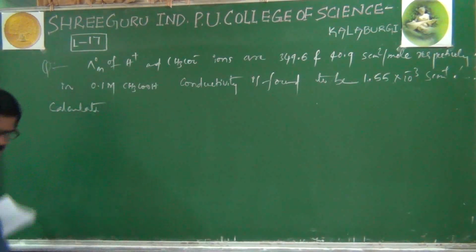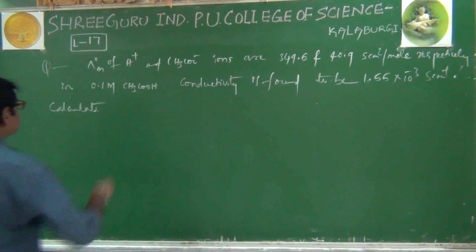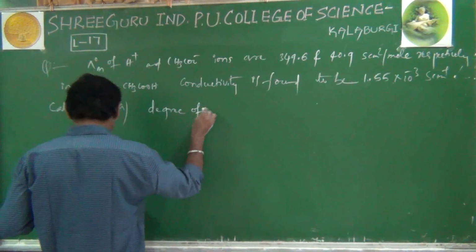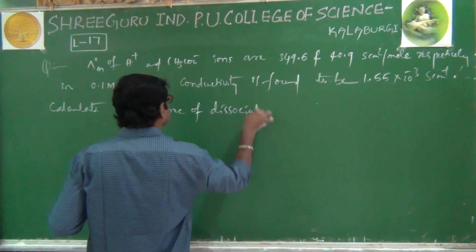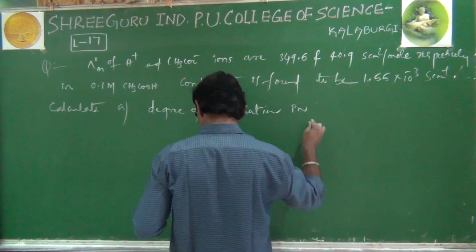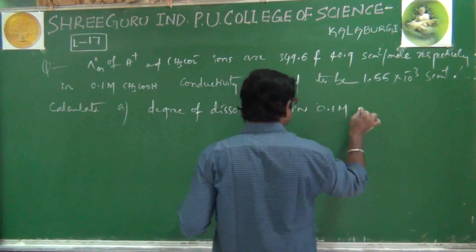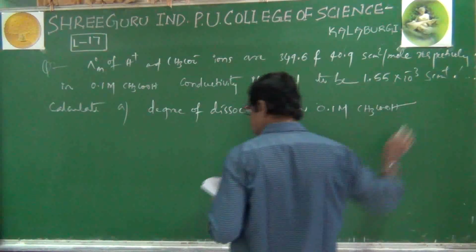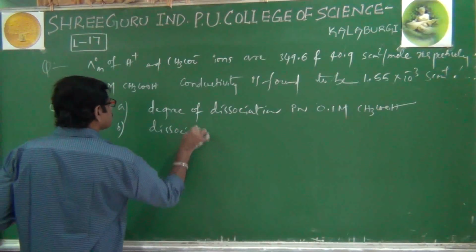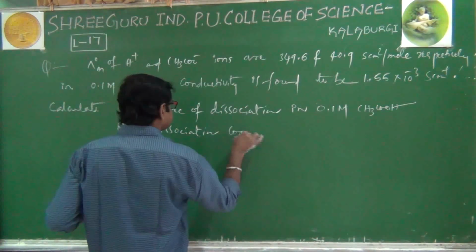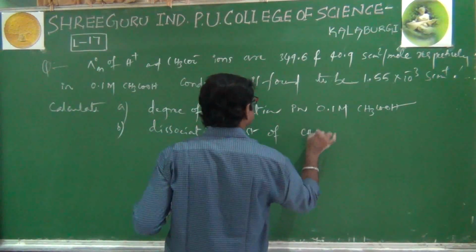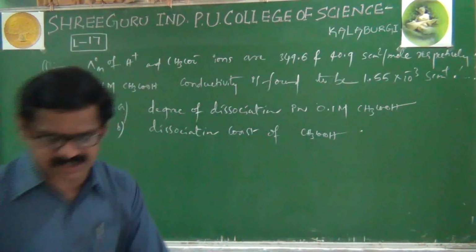Calculate the degree of dissociation in 0.1 molar CH3COOH, and the dissociation constant of CH3COOH. That's it. This is the question.